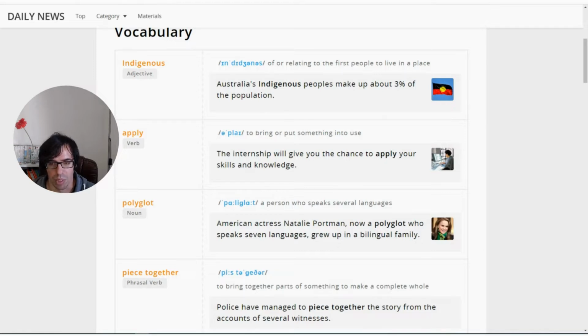We often use this if we're talking about, actually the example here is pretty much the same as the one I was going to give. So police have managed to piece together the story from the accounts of several witnesses. So often if we're talking about evidence, etc., you might only have a part of something. So you want to try to piece together the individual pieces of information that you have to make the whole so that you can understand what's happened or what's going on.